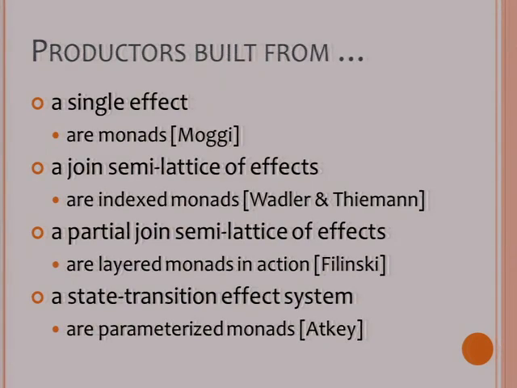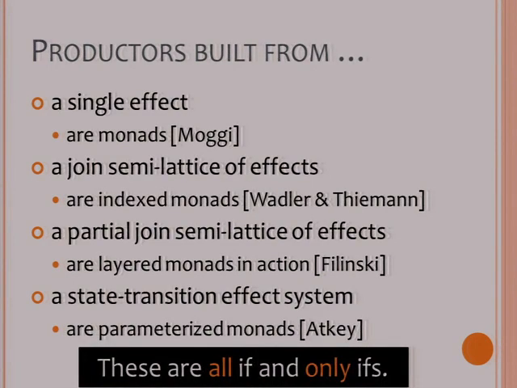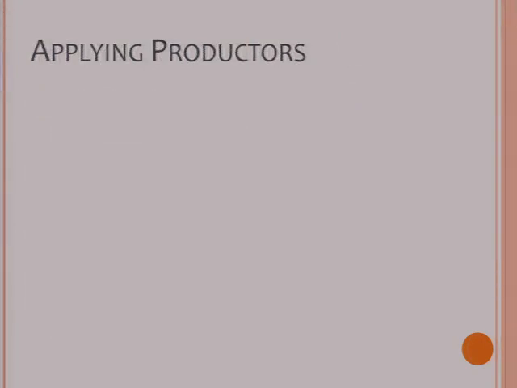And furthermore, what it proves is that these are all if and only ifs. That is, these are the only kinds of effect systems that those can describe. And what this is important for is that our locking effect system does not quite fall into any of these categories. And so as a result, it can't be described by any of the existing frameworks. And this is a shame because productors can be quite useful in verifying various properties.